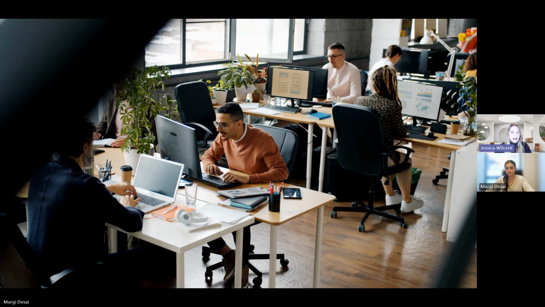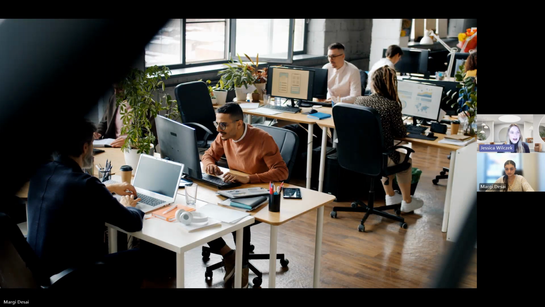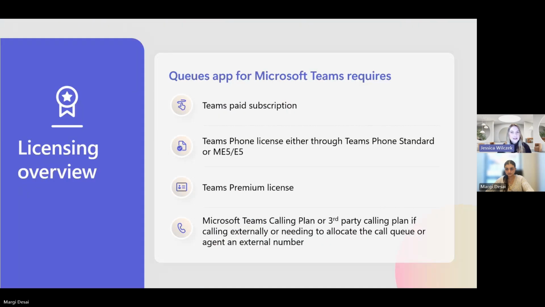Yeah, and I think you have a slide here we can pull up, which is great. But it's not as complicated as it seems. Q's app is built on call queues and Teams calling, so you need a way to take calls. So that should be a Teams phone license through E5 or Teams phone standard. So a way to take calls, you have to have a phone license and a calling plan. And after you have a phone license and a calling plan, so you're able to use call queues, all you need is access to Teams, so a Teams paid subscription, and then a Teams premium license. So those are the main things.